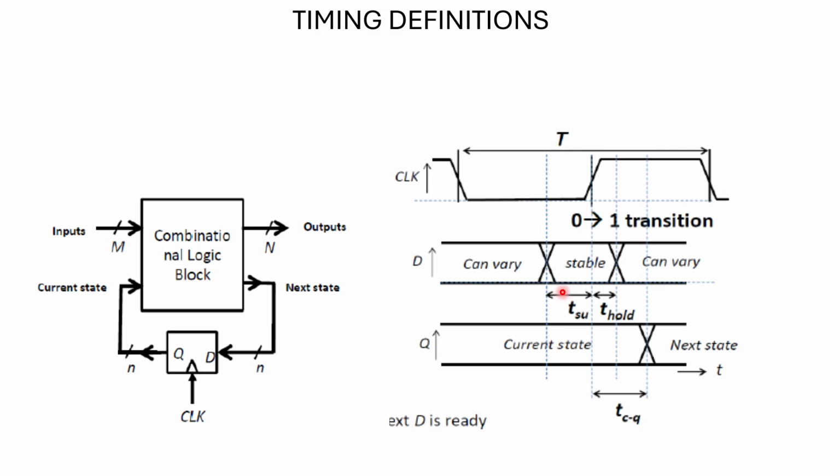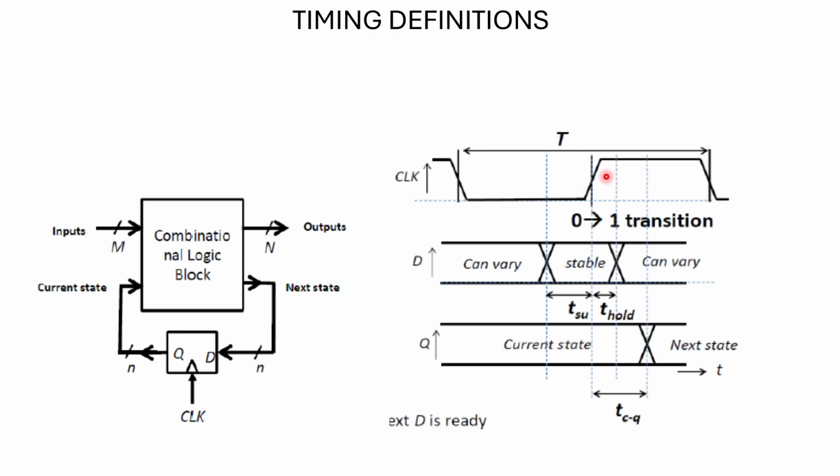There is also one more time called hold time, which is the time duration for which my input should be stable after a clock edge. From this point to this point is known as hold time. Basically, the time after the clock edge for which data needs to be stable is known as hold time. After that, my data can vary, and I need not care about that. And then there is also the time from the triggering of the clock edge to the point where my state changes. That is the clock to Q delay.